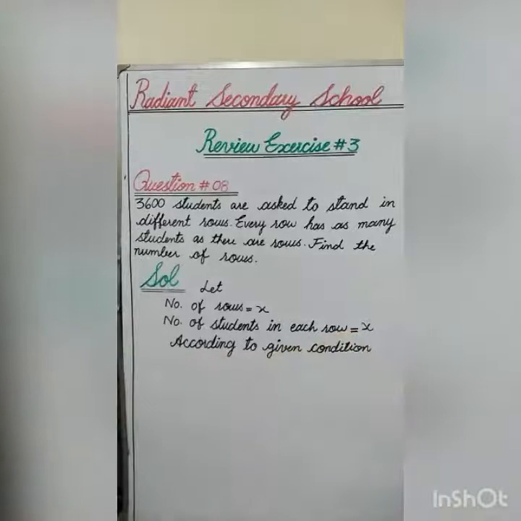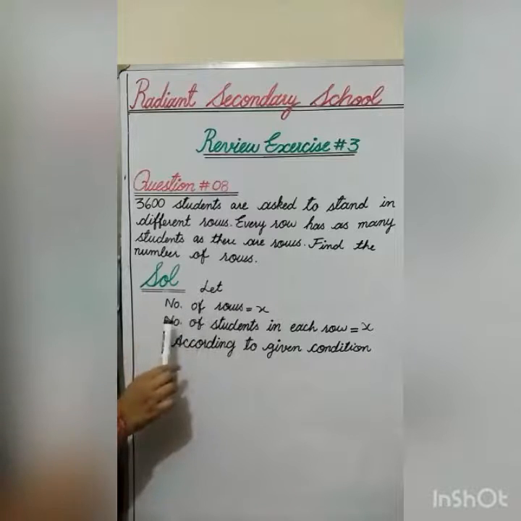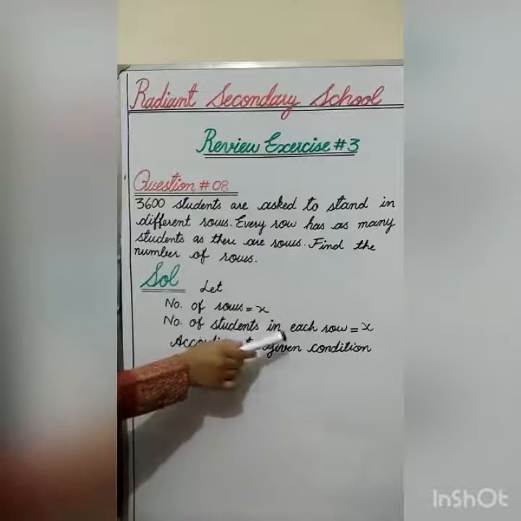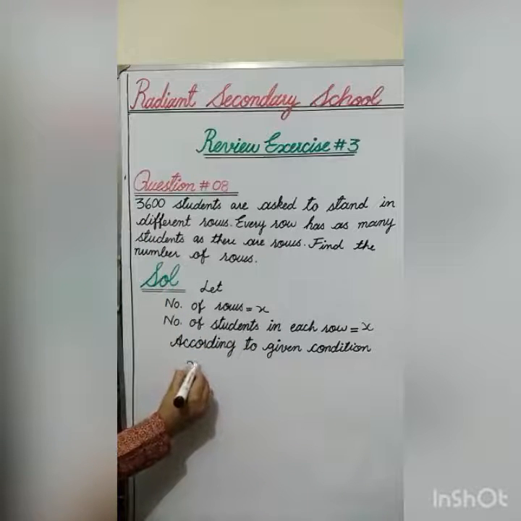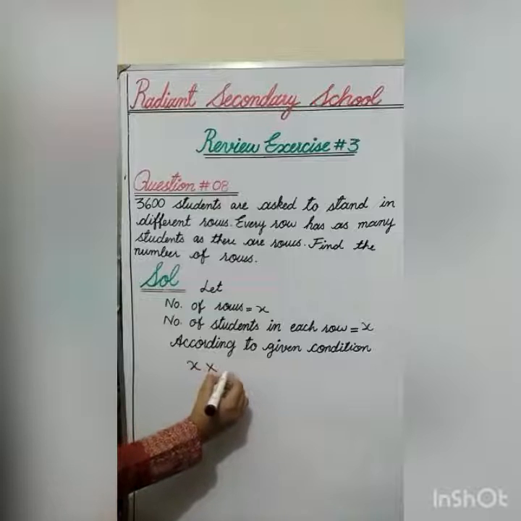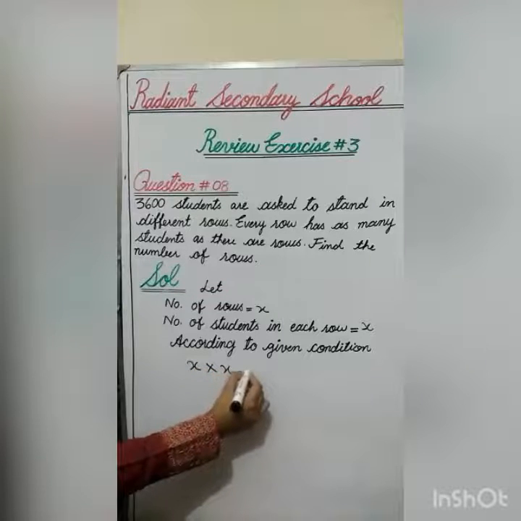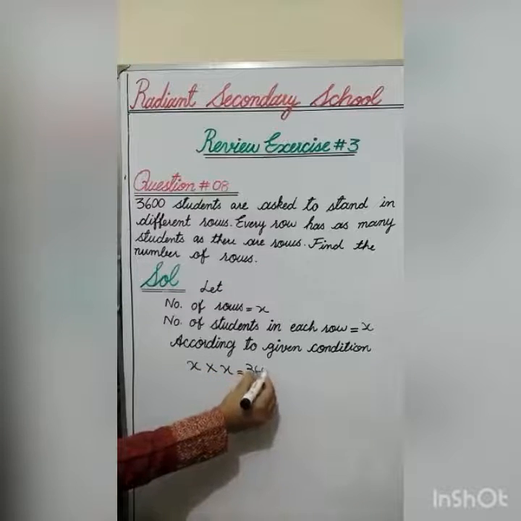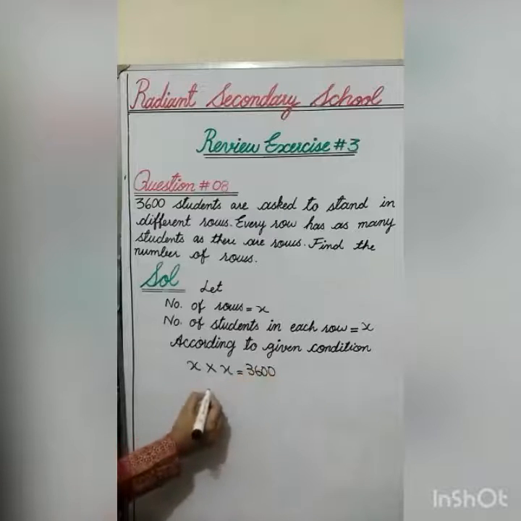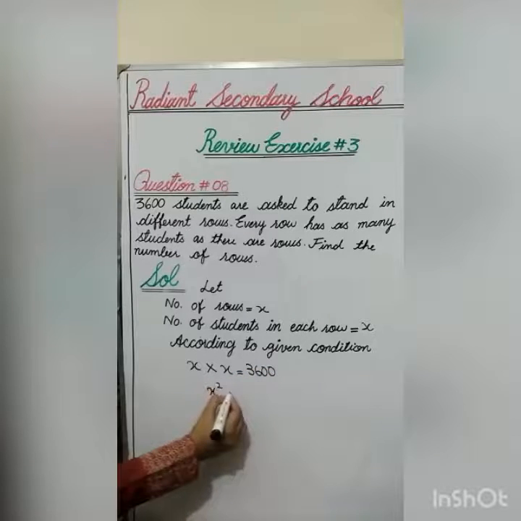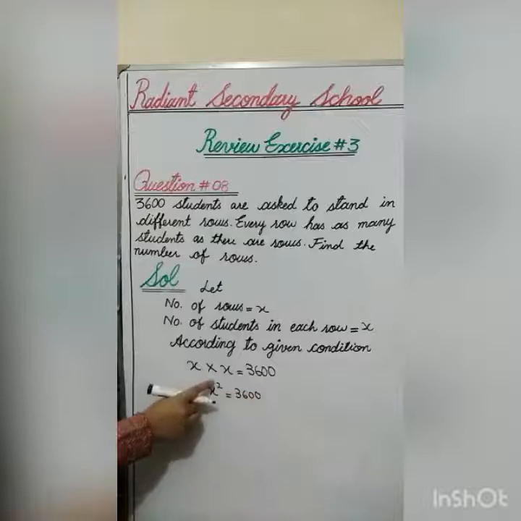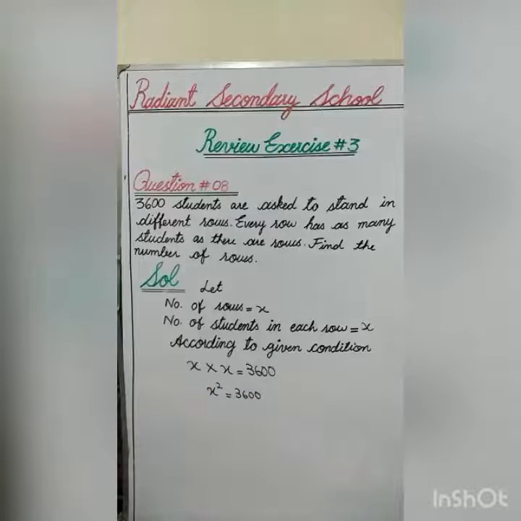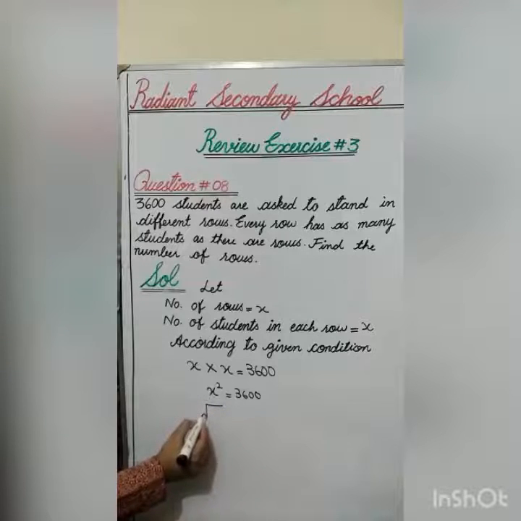So if the number of rows is x, then the number of students in each row will also equal x. Now, according to the given condition, the number of rows into the number of students in each row is equal to 3600. Now, x into x will become x square equal to 3600. Now we have to remove this square from here, so we will take square root on both sides.